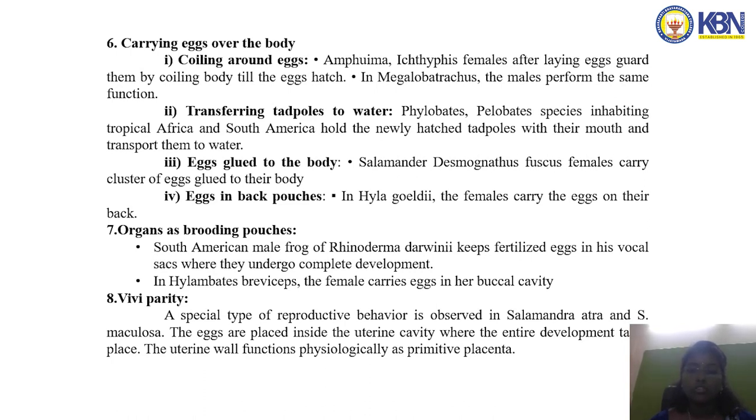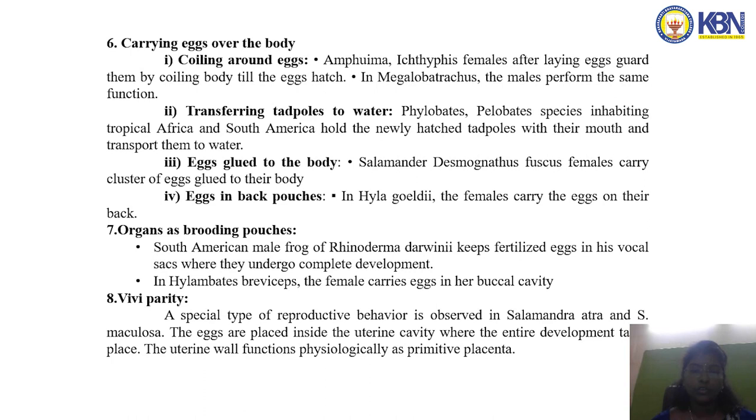Next, eggs glued to the body. The salamander Desmognathus fuscus female carries a cluster of eggs glued to her body. They are glued by their secretion. Next, eggs in back pouches. In Hyla goeldii, the females carry eggs on their back.